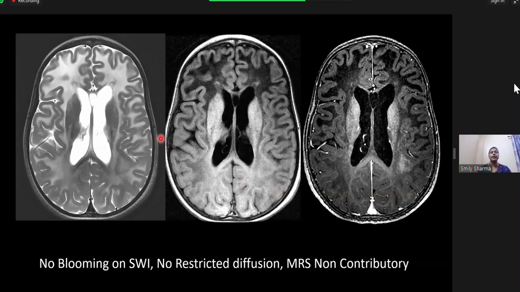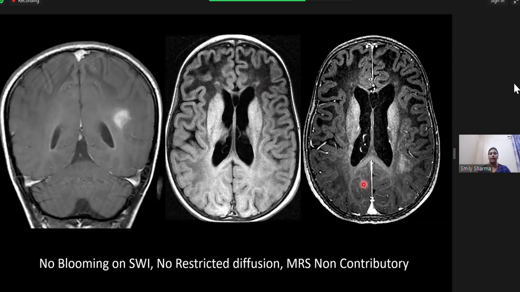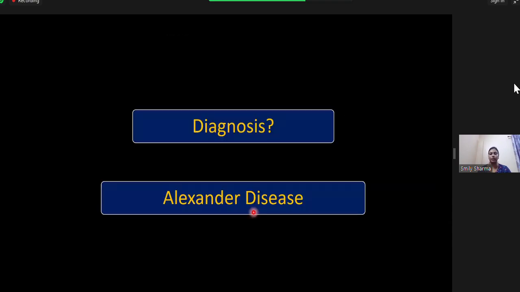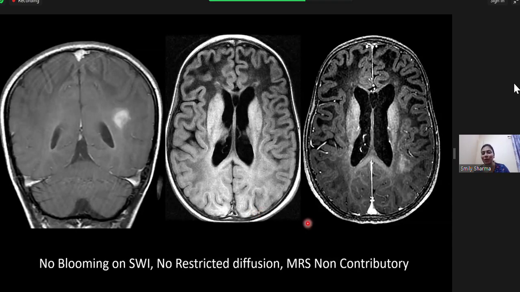This is the non-contrast T1 weighted image, and this is the post-contrast. Actually, there is not much enhancement in the periventricular region, but there is a peculiar feature: there is T2 hypointensity in the periventricular rim with T1 hyperintensity. But we see some other enhancement. We see a parenchymal enhancement in the left-right occipital region. So what is the diagnosis?